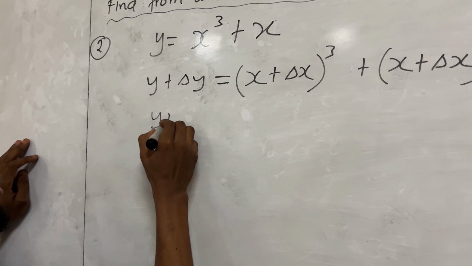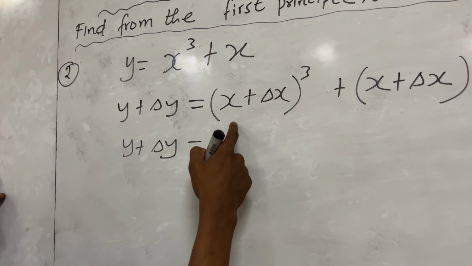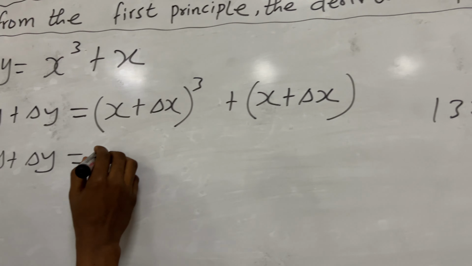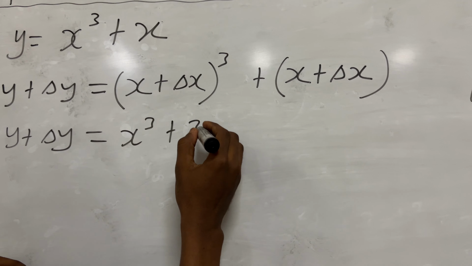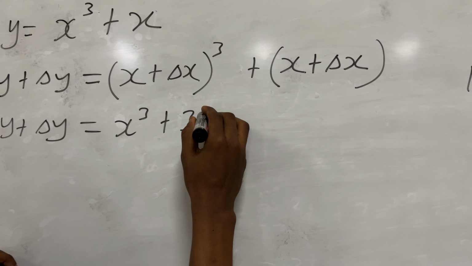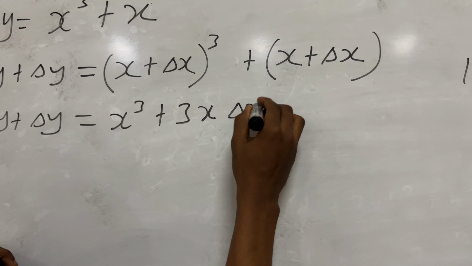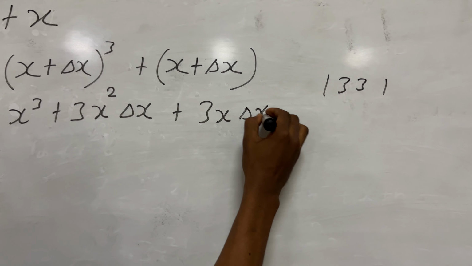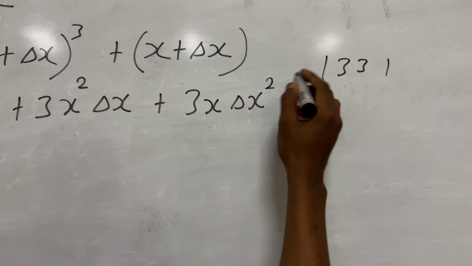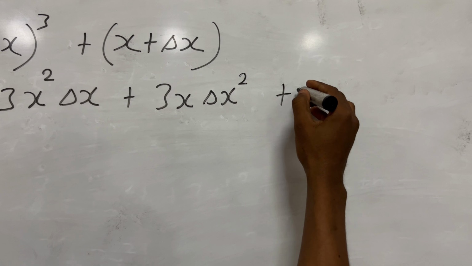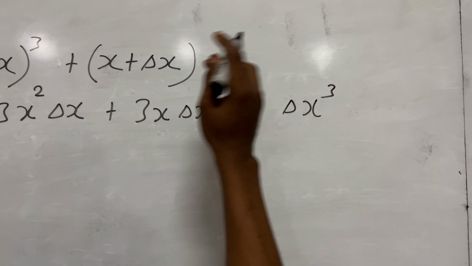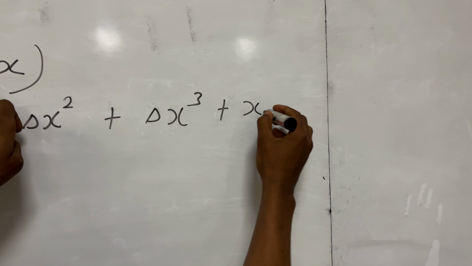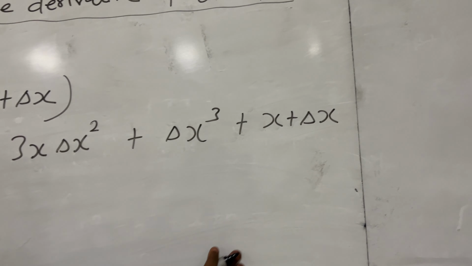So I have y plus delta y equals, when I expand this by the help of the Pascal's triangle, I'll get x to the power 3 plus 3x squared delta x, then I have 3x delta x to the power 2, then I have delta x to the power 3. That's for this. Then plus, I have my x over here plus my change in x.